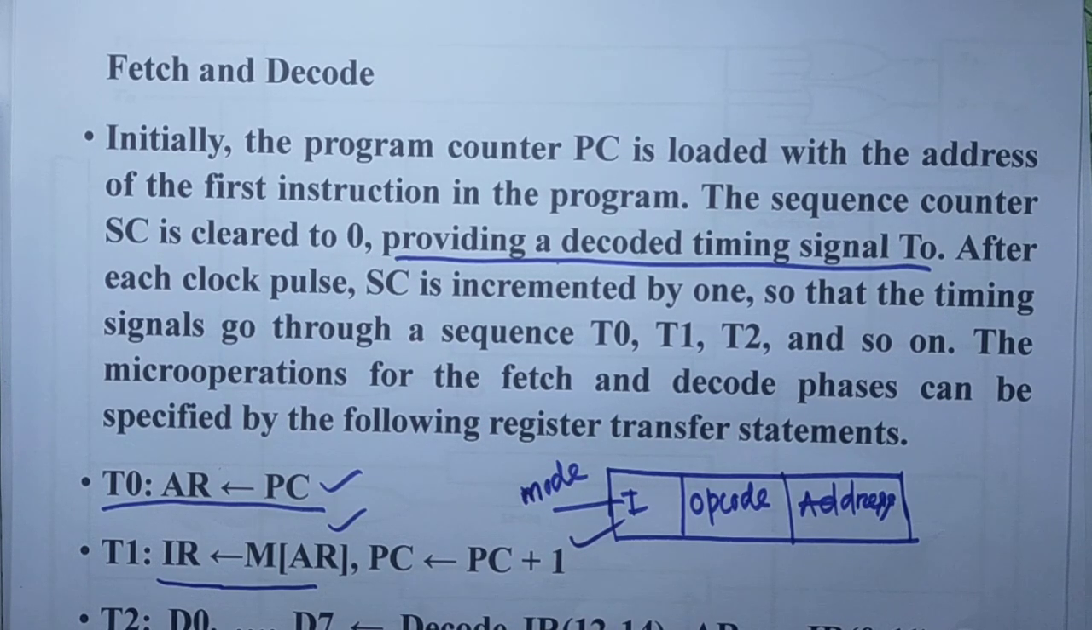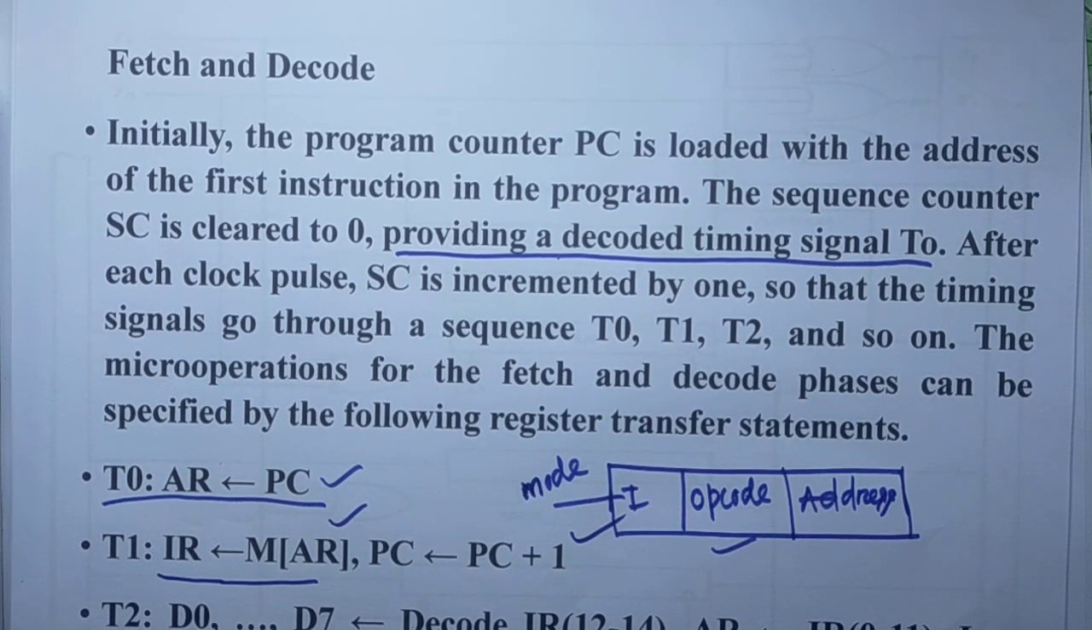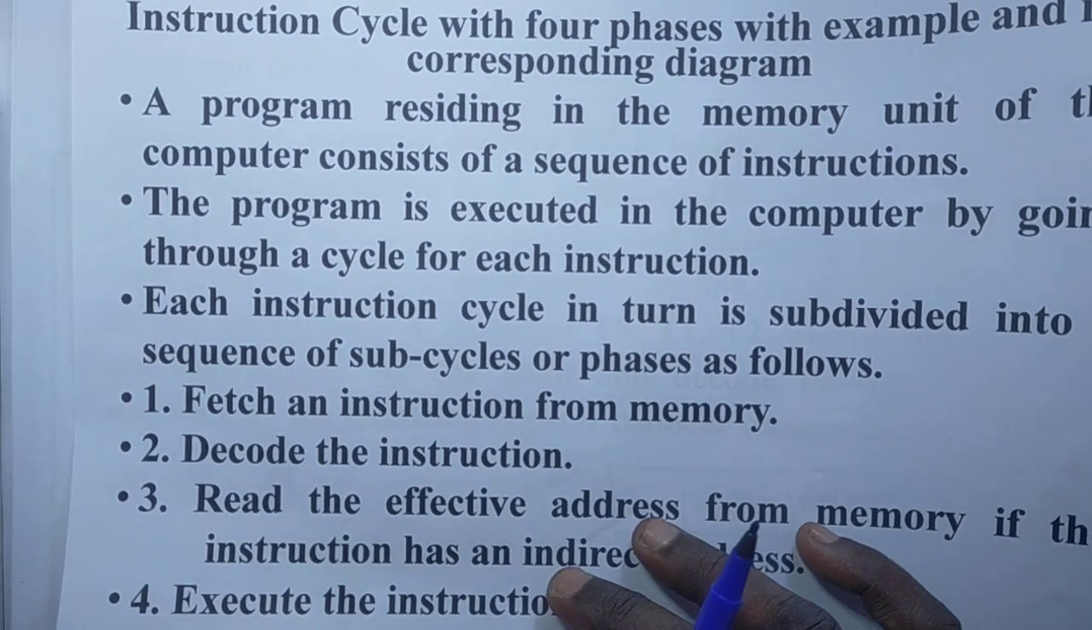If I is 0, it is a direct address. If I is equal to 1, it is an indirect address. In this way we can find out whether an instruction is a direct or indirect address instruction based on the instruction format. Since it has three parts, the address part, opcode part, and I part, all of them should be properly identified. After T1 time, next we go to T2 time, where we decode that particular instruction.